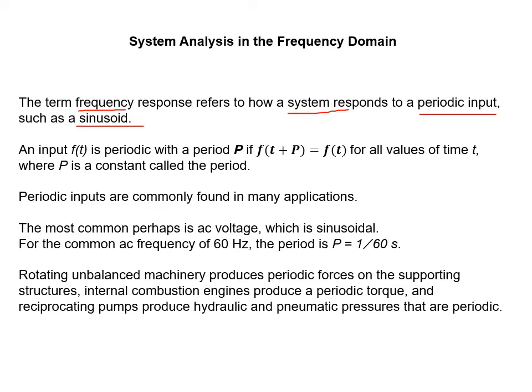So we may have some input here. It's given as f of t. Looks something like this here. We have f of t plus p is equal to f of t, where p is going to be the period and t is the time in this equation here. So this is a generic equation we might see for a periodic input.